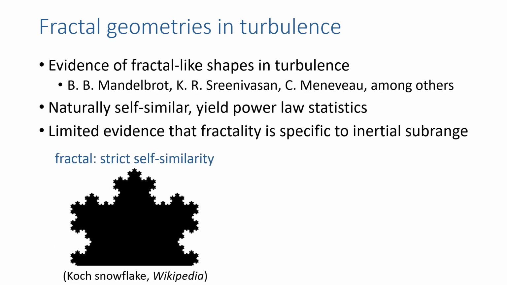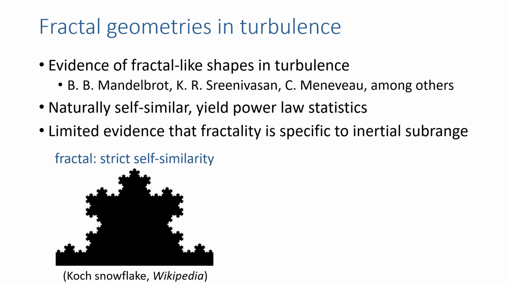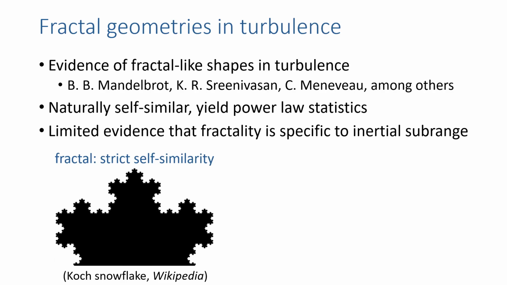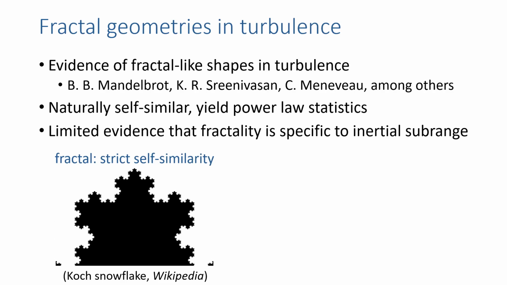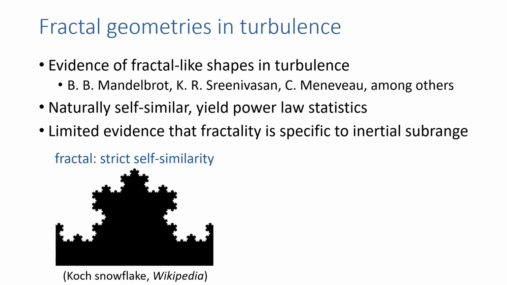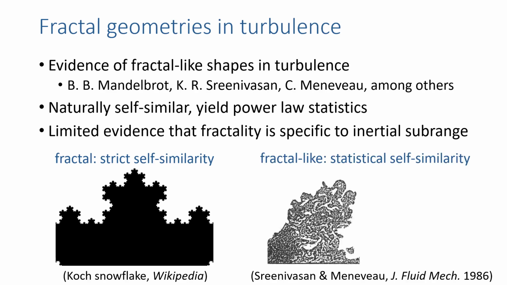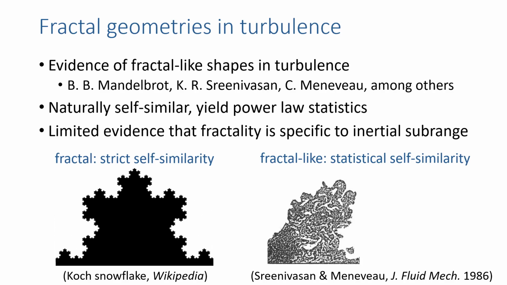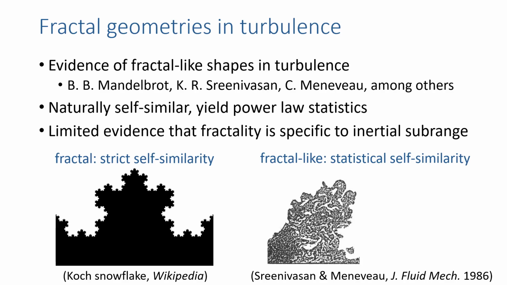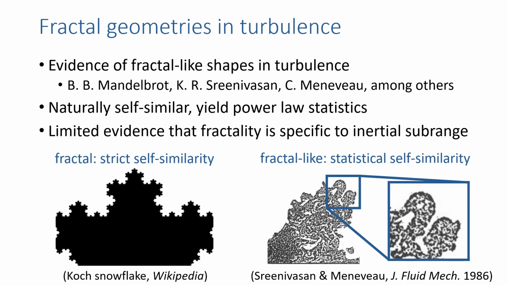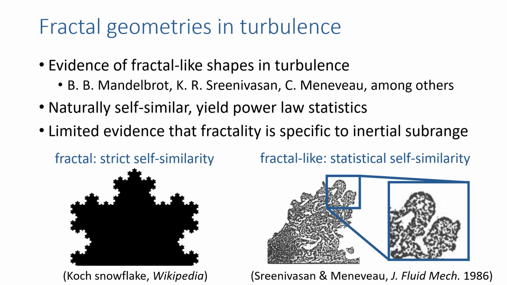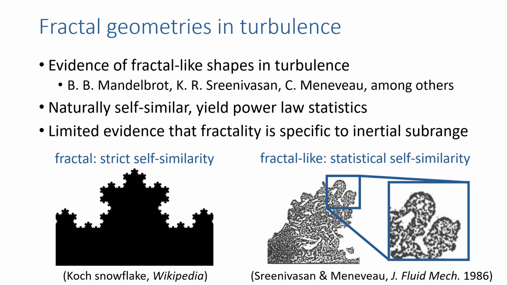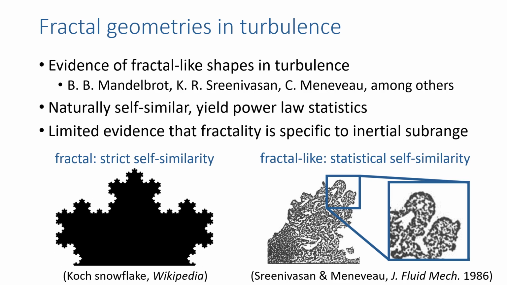To give you an idea of what I mean by a fractal, in its mathematical definition, one of the properties is that if you zoom in on the object, it appears exactly the same as the zoomed out region, making it strictly self-similar. We don't expect this exact behavior for a turbulent flow. However, we expect something fractal-like or statistically self-similar, where if you zoom in on an image of a turbulent flow, the zoomed in region has the same shape properties as the overall region, making it statistically self-similar.